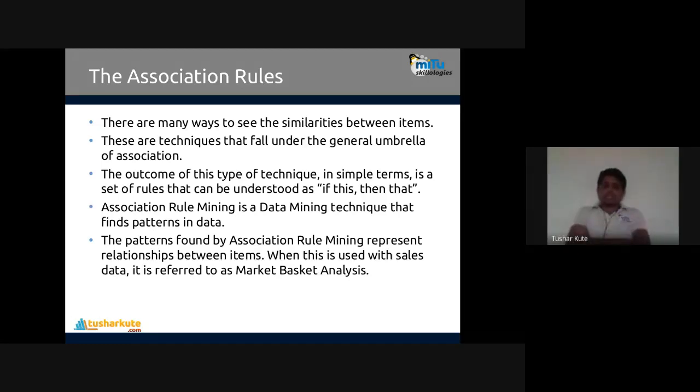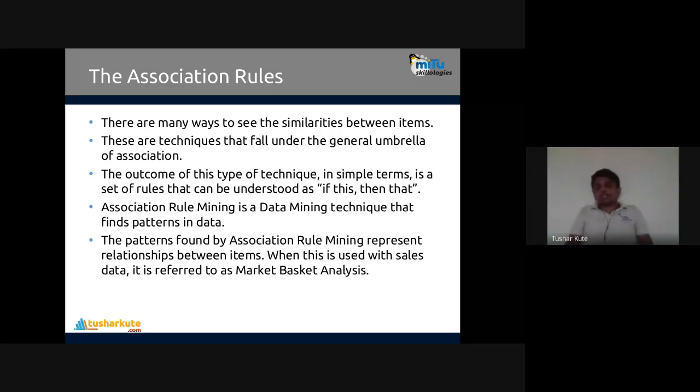The outcome of this technique is, in simple terms, a set of rules that can be understood as if this, then that. If you are going to make use of such a method, like if this is present, then that is happening. Dependencies are there. The dependencies between different kinds of goods, different kinds of products, different kinds of things can be found with the help of the association rule mining technique.